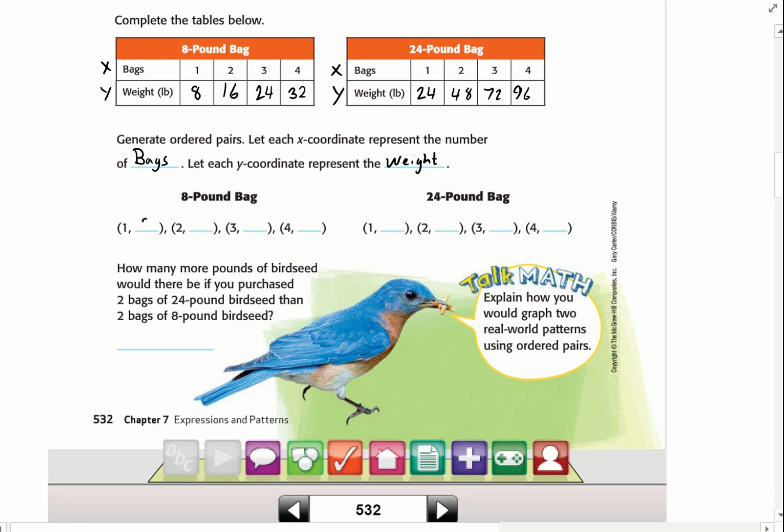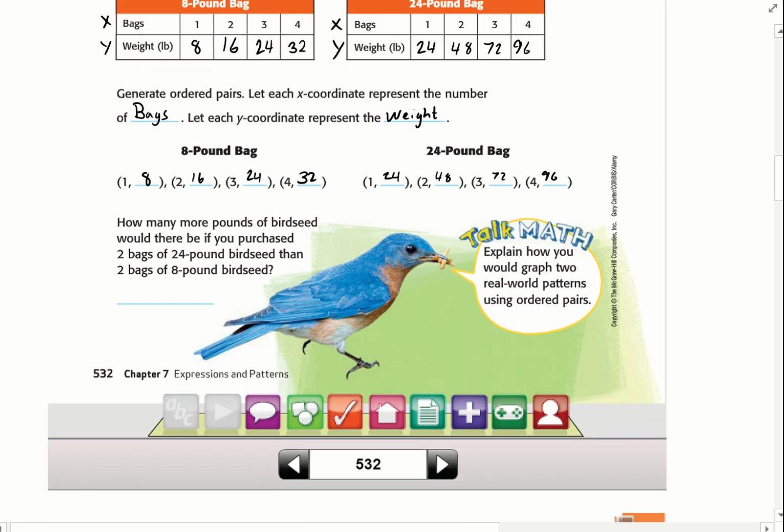So 1, we're at 8. 2, we're at 16. 3, we're at 24. 4, we're at 32. 1, we're at 24. 2, we're at 48. 3, we're at 72. And 4, we're at 96.